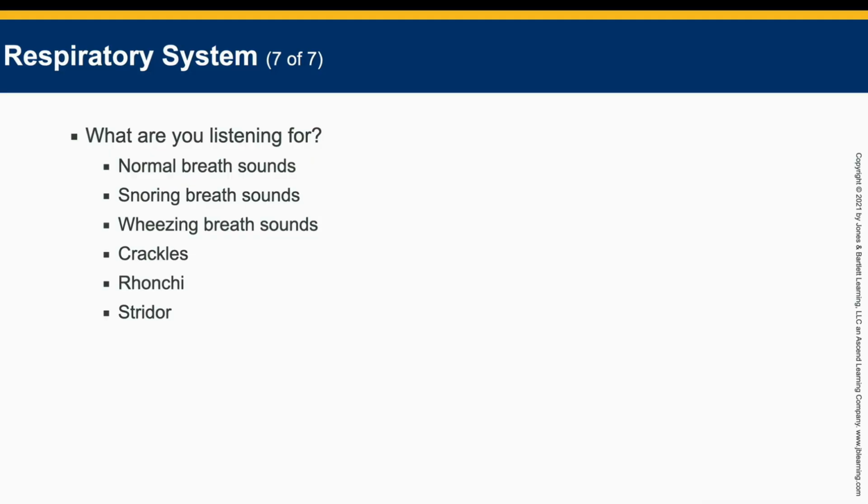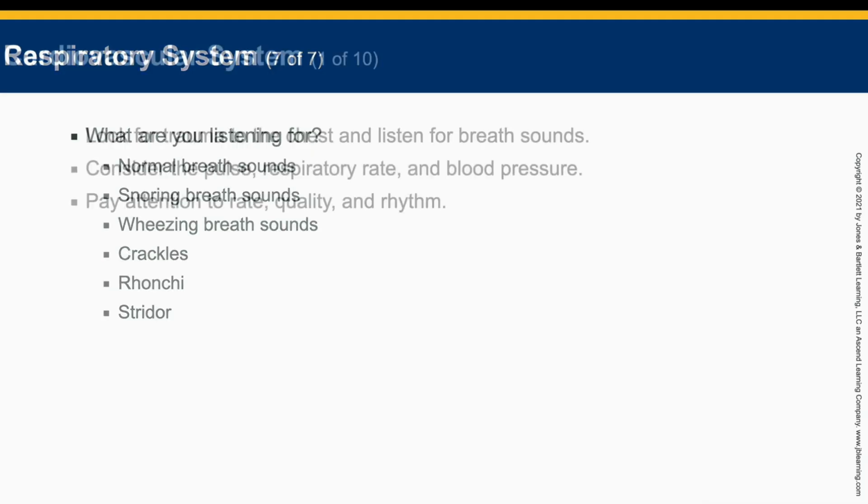You may also hear crackles, which are popping and crackling sounds that can indicate fluid in the lungs, commonly seen in conditions like pneumonia and pulmonary edema. Rhonchi are lower-pitched, rattling sounds that may indicate mucus or secretions in the larger airways. And finally, stridor is a harsh, high-pitched sound heard during breathing that often indicates severe upper airway obstruction and requires immediate attention. Recognizing these different breath sounds helps us quickly identify potential respiratory problems and determine appropriate treatments.